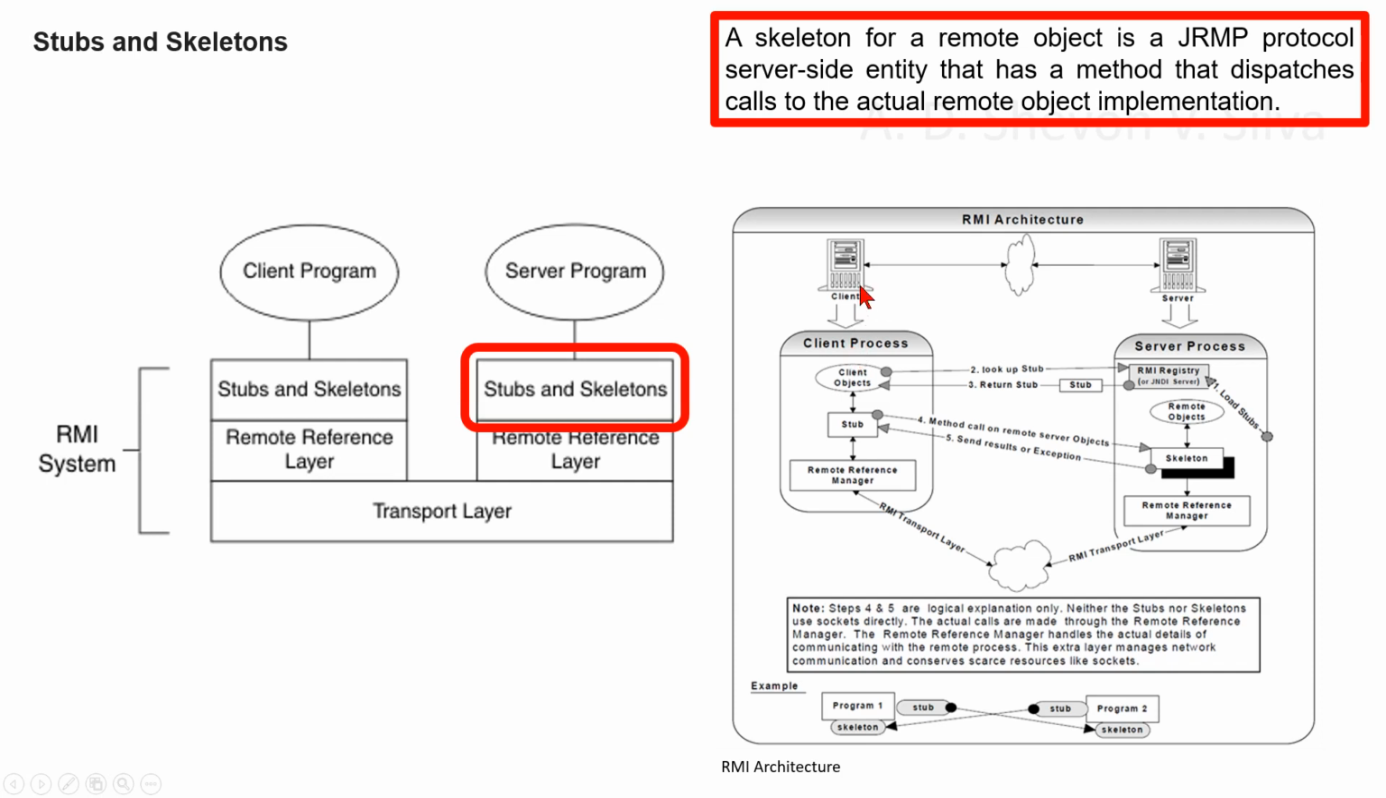The client is connected to the client process. Inside the client process you can see a client object, a stub, and a remote reference manager. The client object interacts with the stub, and the stub interacts with the remote reference manager.